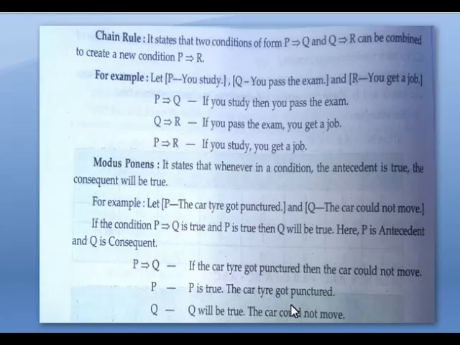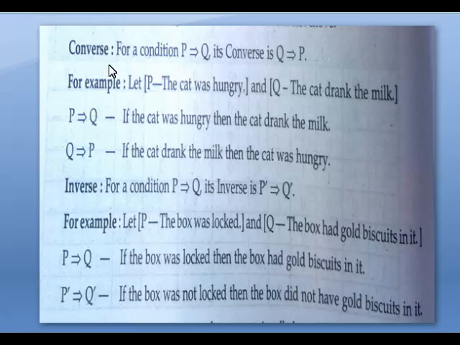Okay, students. Now we are going to see what is converse. Converse means, see, for a condition P implies Q, its converse is Q implies P. Okay, this is called the converse. So if P, the cat was hungry, and Q, the cat drank the milk. So P implies Q is if the cat was hungry, then the cat drank the milk. Q implies P means if the cat drank the milk, then the cat was hungry. This is converse.